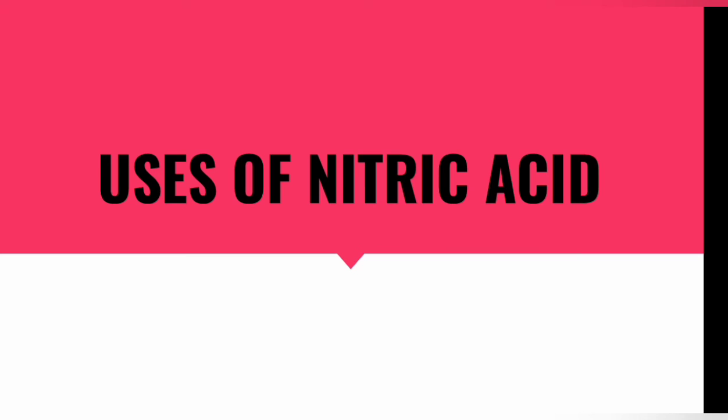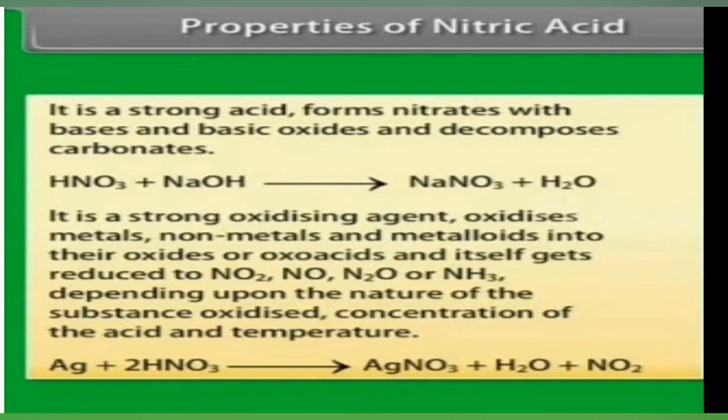So now we have the property that it is a strong oxidizing agent and oxidizes other metals, non-metals and metalloids into their oxides or oxyacids, and it gets reduced itself. It is reduced to NO2, NO or N2O, depending upon its concentration or which substance it is oxidizing. So when a non-metal reacts with concentrated HNO3, it will give us the oxidized product plus water and nitrogen dioxide.